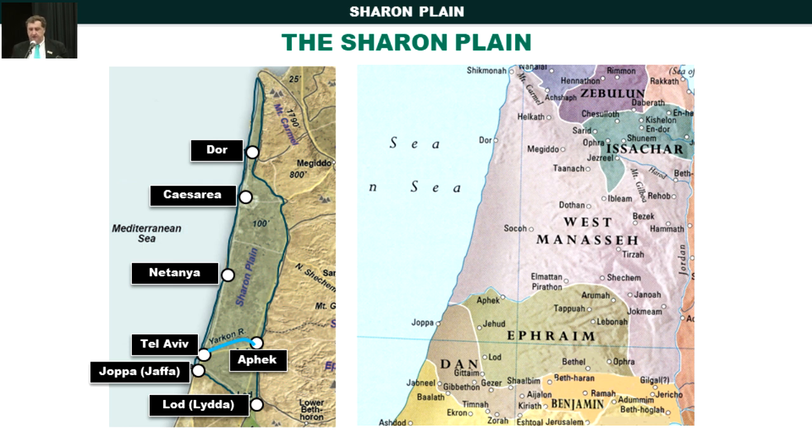Now, we're going to look at 7 places along the Sharon plain. So we're going to start with Joppa, which is today called Jaffa or Yaffo, then Tel Aviv, before moving inland and looking at Lod or Lydda, and then Aphek. And after Aphek, we'll head north to the resort city of Netanya, and then the ancient seaport of Caesarea, before finishing at the ancient city of Dor.